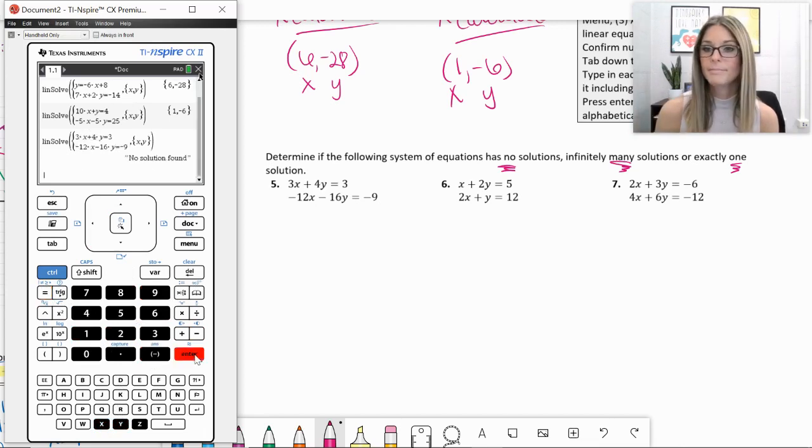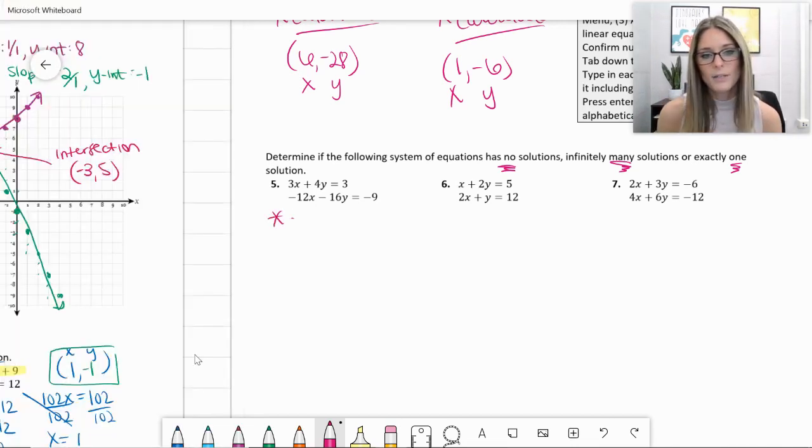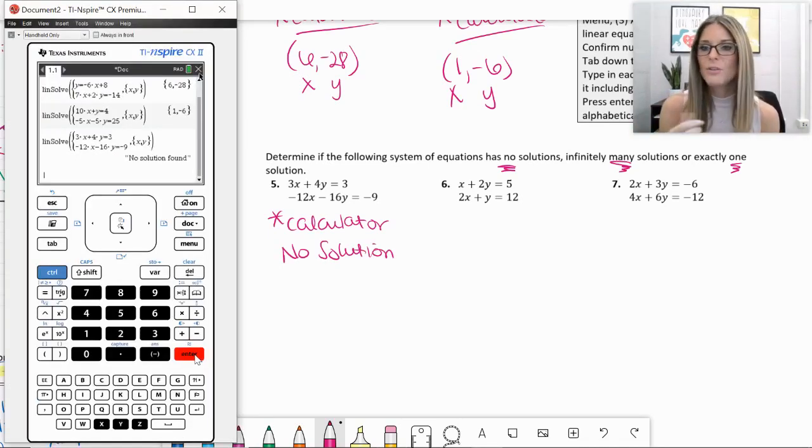No solution found. Boom. No solution. So once again, we used the calculator. And we got no solution. Now, what does that mean? No solution. Well, there is no ordered pair that they share in common. But let's also review from 8th grade math graphically what would that look like.